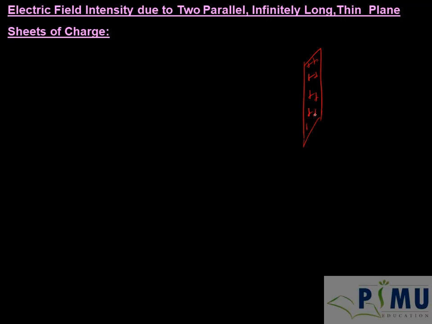If it is positively charged, then at one particular point this electric field will be in this direction, that is perpendicular to the plane and away from the plane. Here also, in this region, it is perpendicular to the plane and away from the plane, if the sheet is positively charged, and the value is given by sigma by 2 epsilon naught.